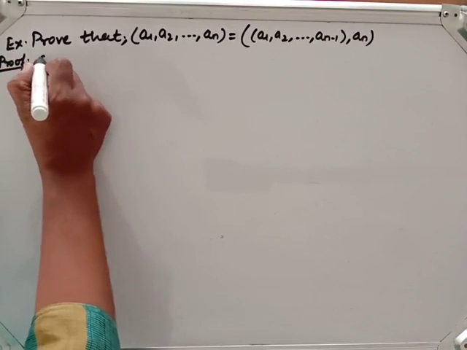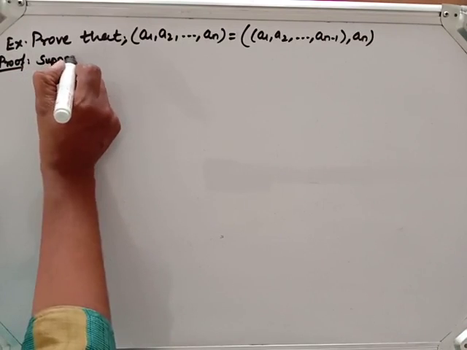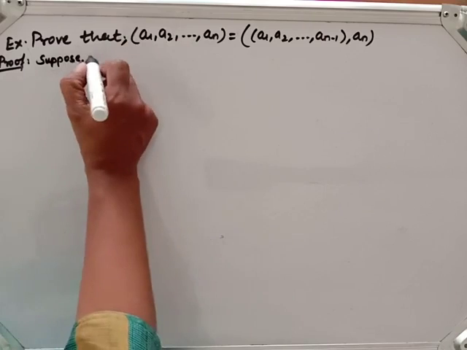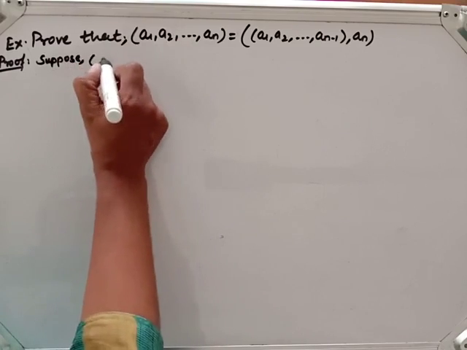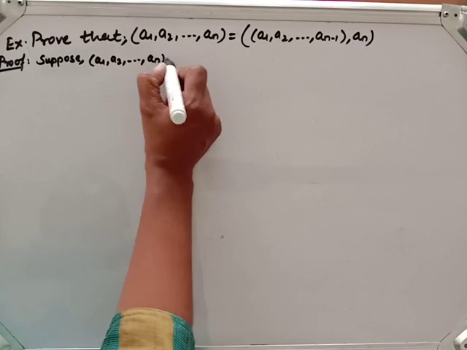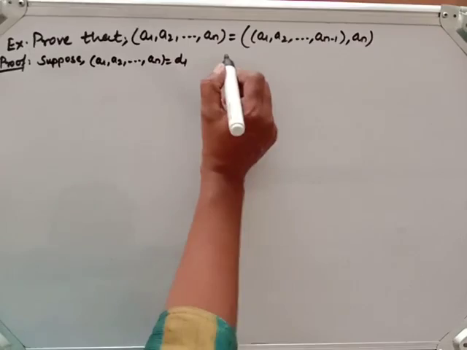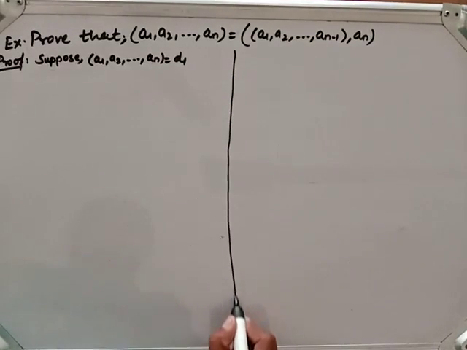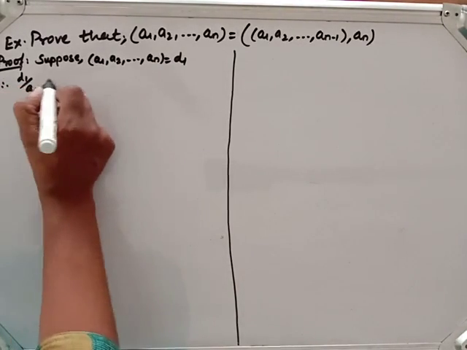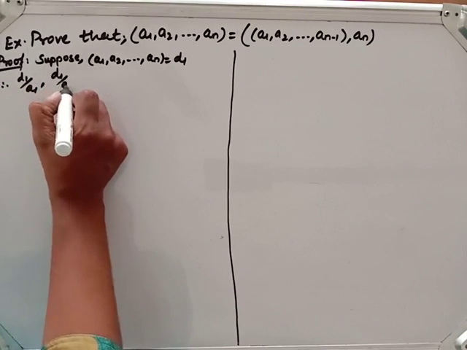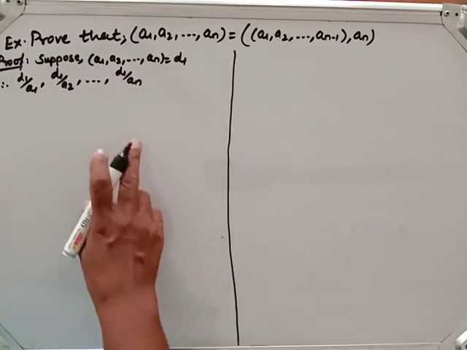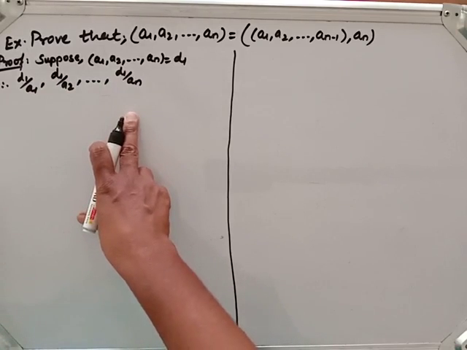Now suppose, let us assume the GCD of A1, A2 and so on up to AN is D1. If this is the case, then D1 divides A1, D1 divides A2 and so on up to D1 divides AN. Now the GCD divides each and every number there.